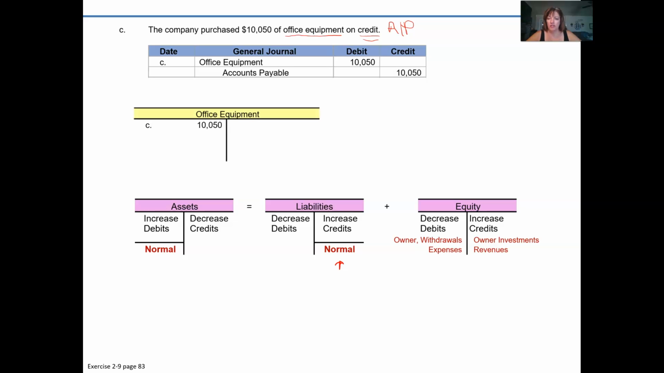We would then post, we have a debit of office equipment, $10,050, and then post the credit of $10,050 to accounts payable.